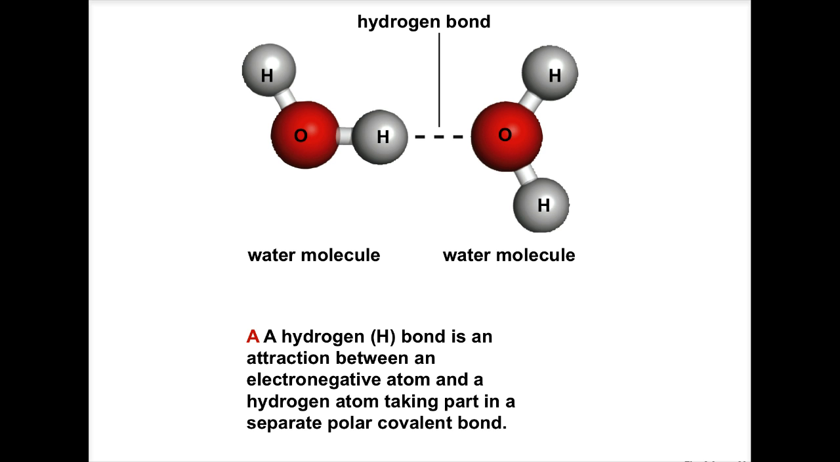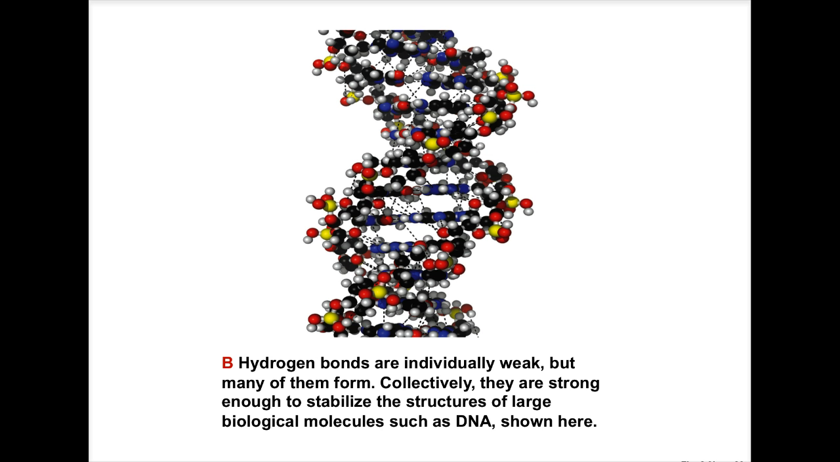Individually, hydrogen bonds are very weak, but collectively they are very strong. In fact, they are what hold DNA together. So DNA is made up of 2 strands, and each one of those strands is held together by multiple hydrogen bonds. Again, individually they are very weak, but collectively they are very, very strong.